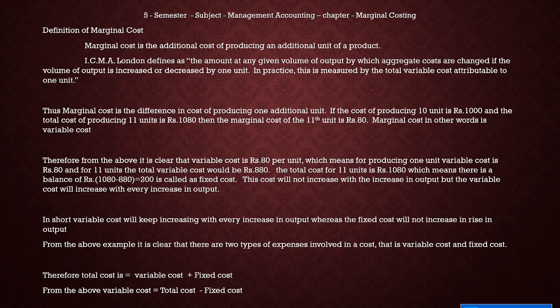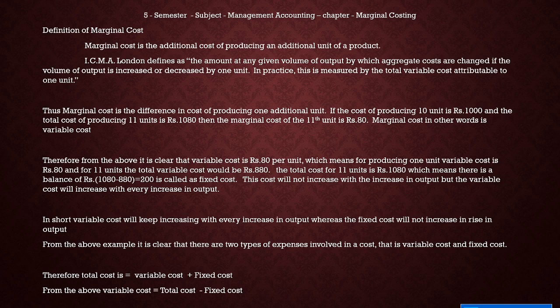Thus, the marginal cost is the difference in cost of producing one additional unit. Let us take an example. If the cost of producing 10 units is rupees 1000 and the total cost of producing 11 units is 1080, then the marginal cost of the 11th unit is rupees 80. In other words, it is a variable cost.